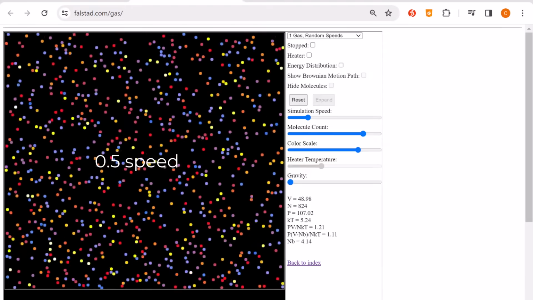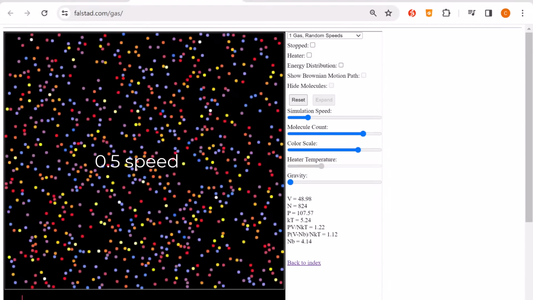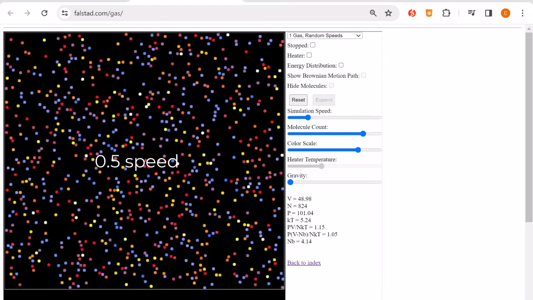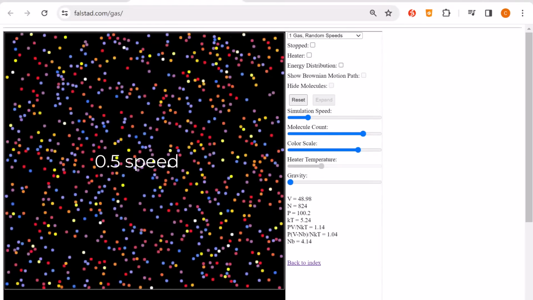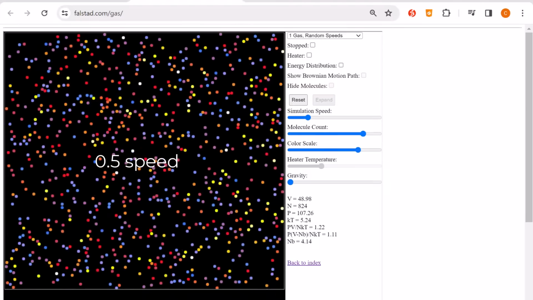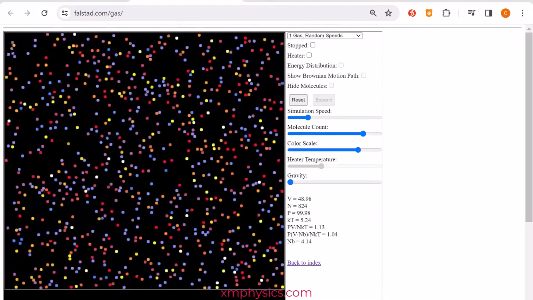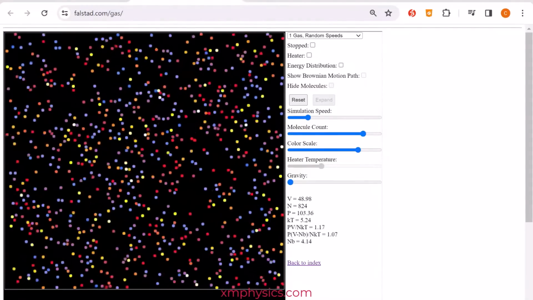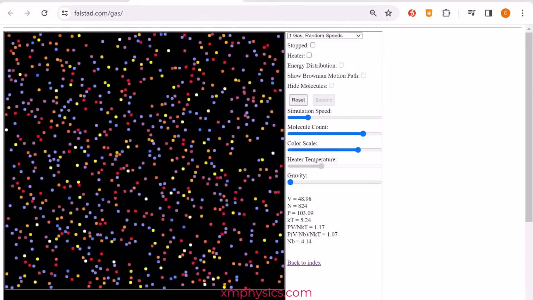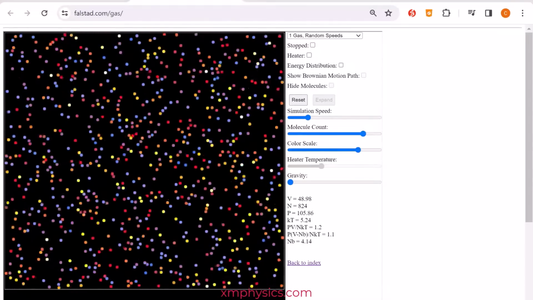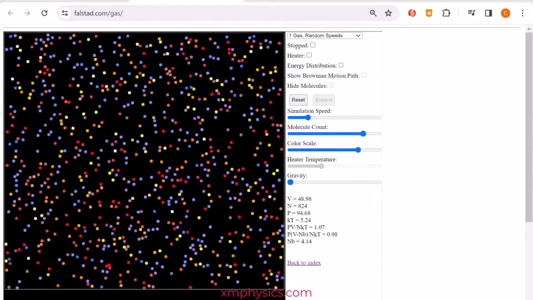But when the gas particles collide with one another, you see the color change after they collide. During a collision, one particle may gain KE and the other one lose KE. That's why the colors change. But we know that the total KE does not change, meaning the total amount of KE of all these gas particles here remains constant despite all these collisions.